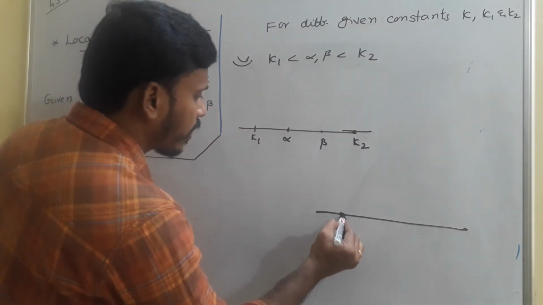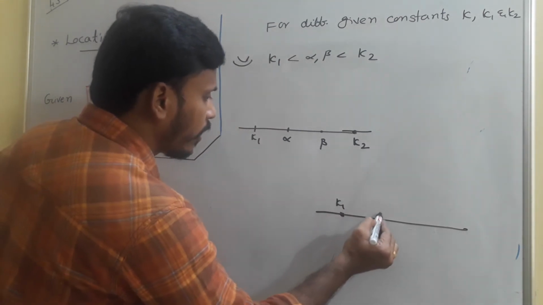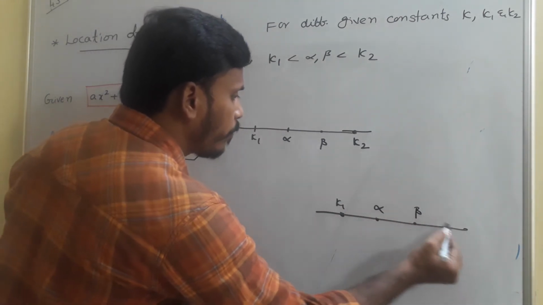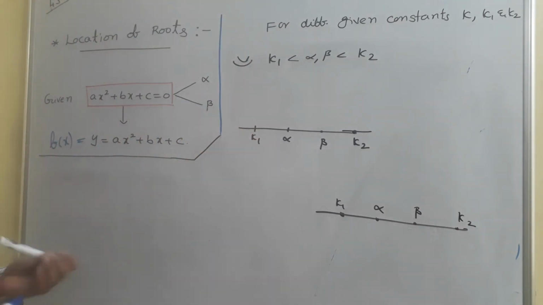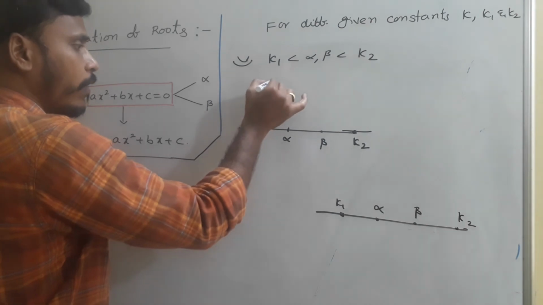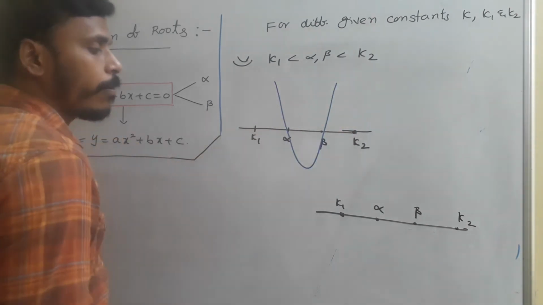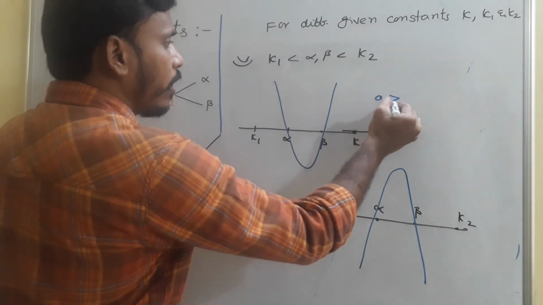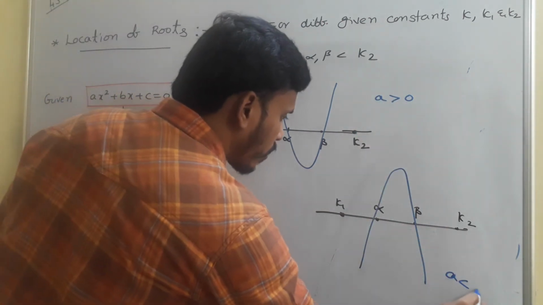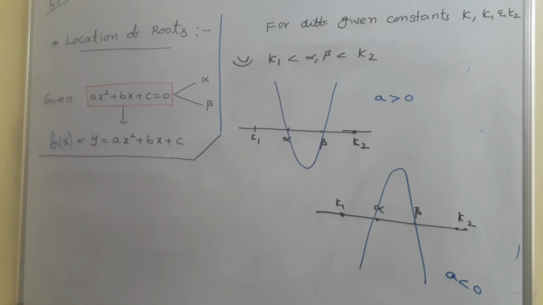Upward parabola. Next one. Here it is K1, here it is alpha, here it is beta, and here it is K2. Now, maybe upward or maybe downward. Upward in the sense the graph passes through alpha, beta. Downward means the graph like this. So here in this case, A is greater than 0. Here in this case, A is less than 0. When coming to the conditions, what will you say?